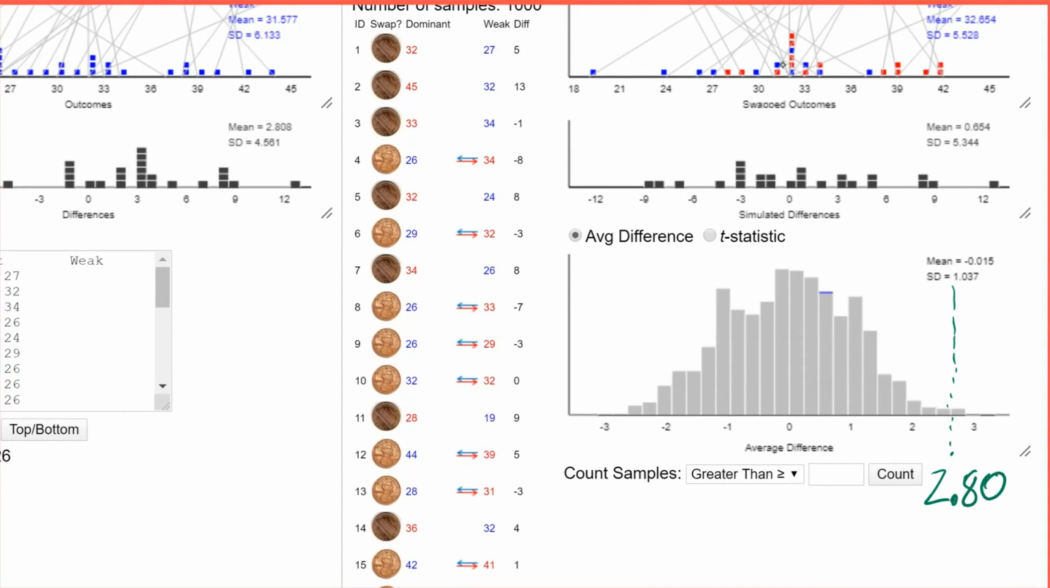Were there many simulated mean differences that were more extreme than 2.808? I don't think so. You see there's not really that many dots even past or outside of 2.808. We can even check. So therefore I expect that the p-value is going to be very small. And we can use this count samples tool to find what the p-value actually is.